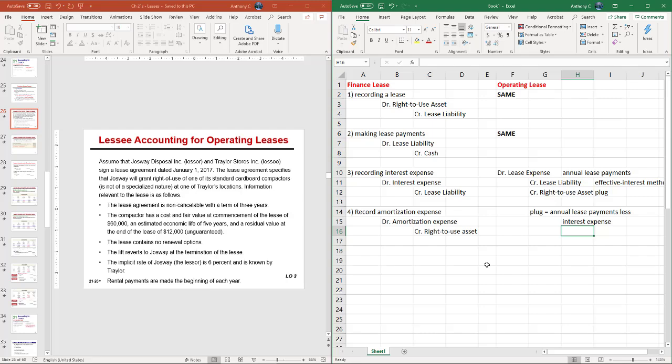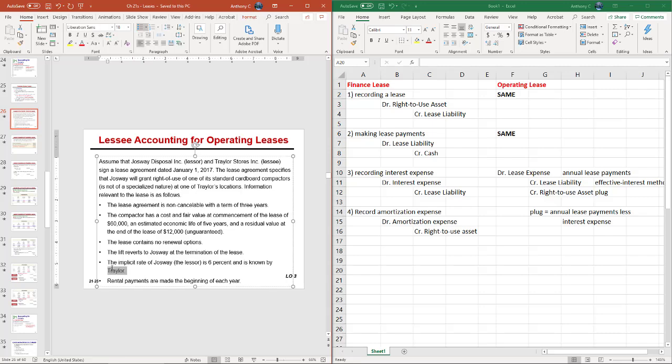You'll notice if you look through this example that we are not told what the lease payments are going to be. Also, we're not told what amount we would record the lease asset for. So we need to figure that out. In this example, we're told the implicit rate of Josway is 6%, and Josway is the lessor. Again, the implicit rate refers to the lessor's required rate of return. And in this case, it's 6%.